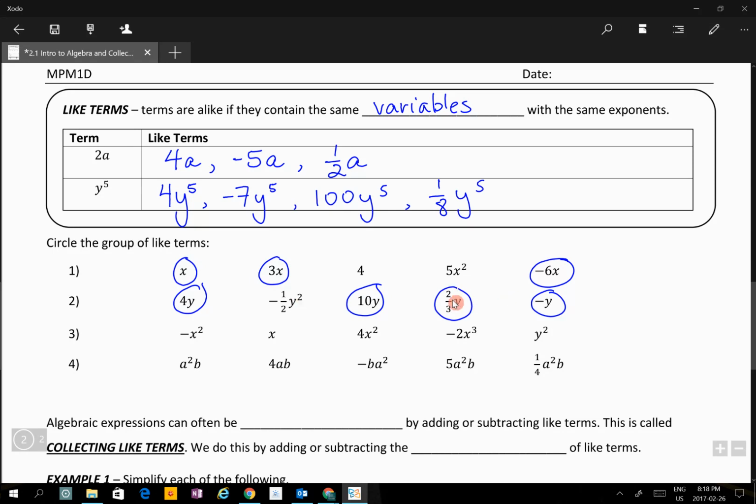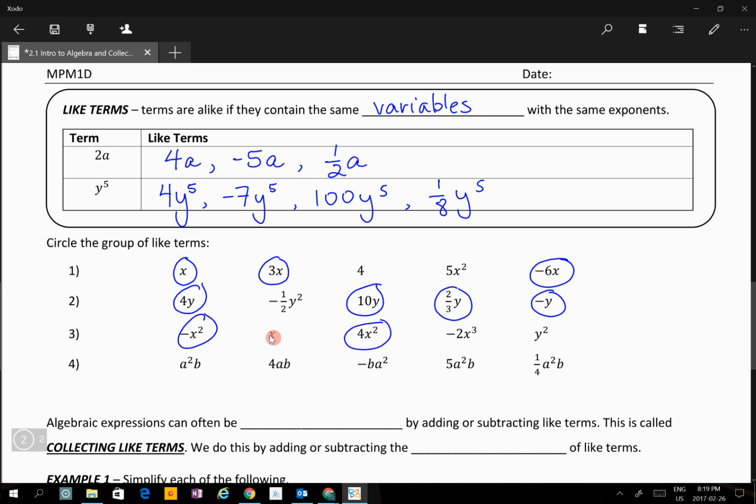Okay, so you can still have like terms even if you have fractional coefficients like 2/3, and even if you have coefficients with just a negative in front. Number 3, what are my like terms? Well, it seems like it's going to be the x squared terms here. So -x squared and 4x squared.